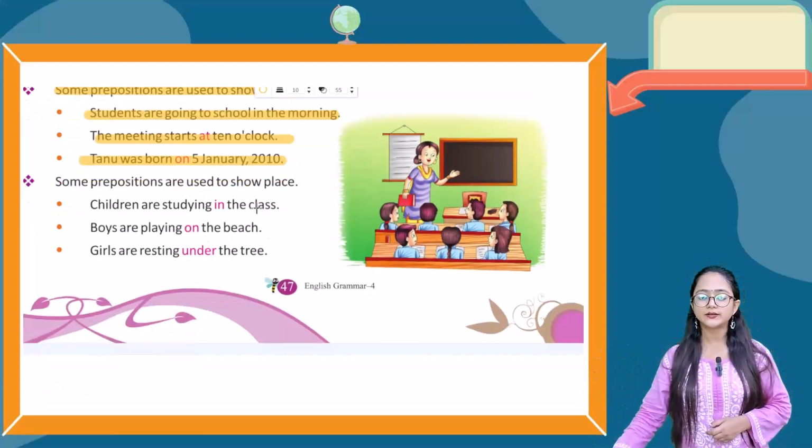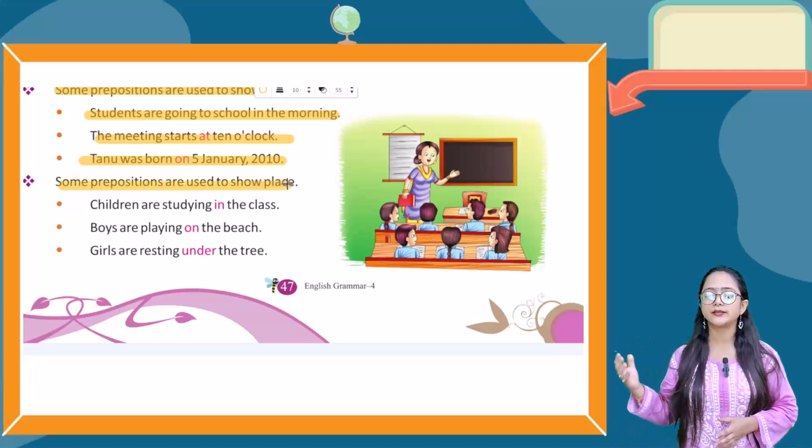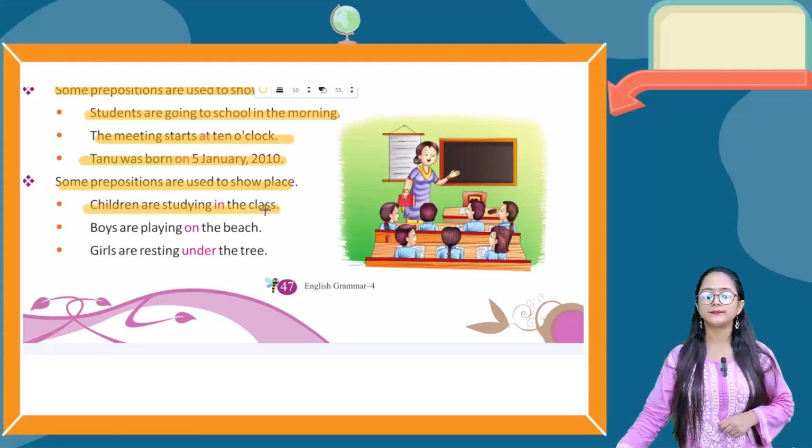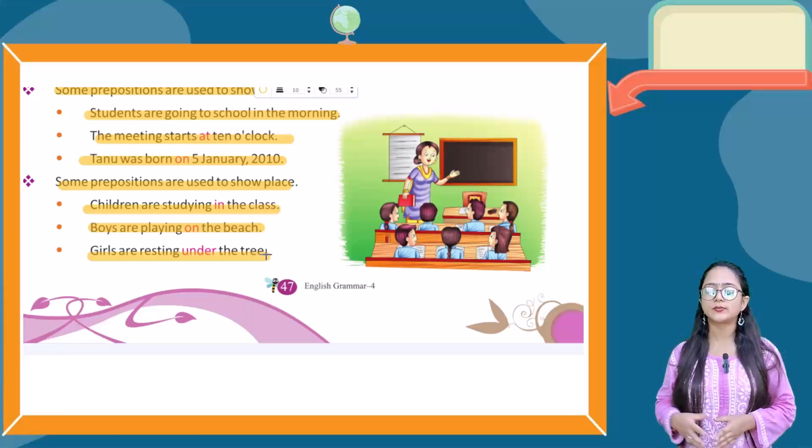Now next, some prepositions are used to show place. For example, children are studying in the class. Next one, boys are playing on the beach. Next, girls are resting under the tree. So here you can clearly see the words like in, on, under, which are prepositions of place.